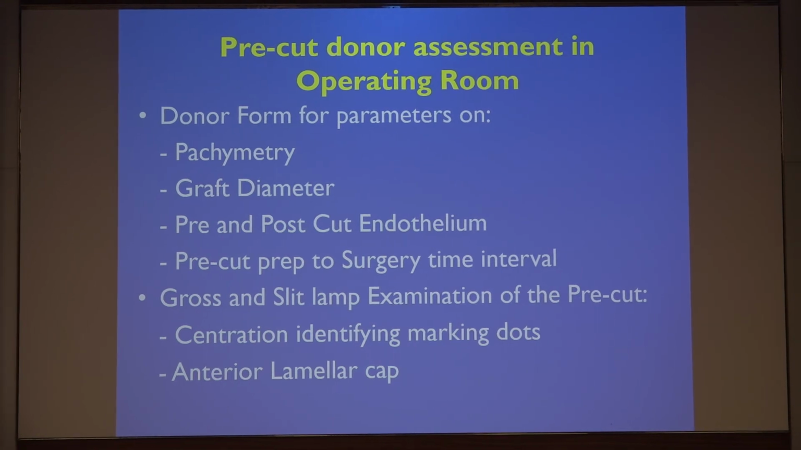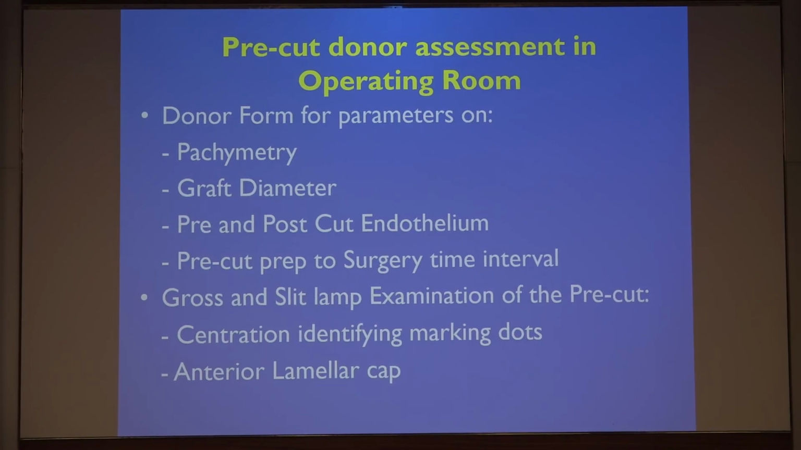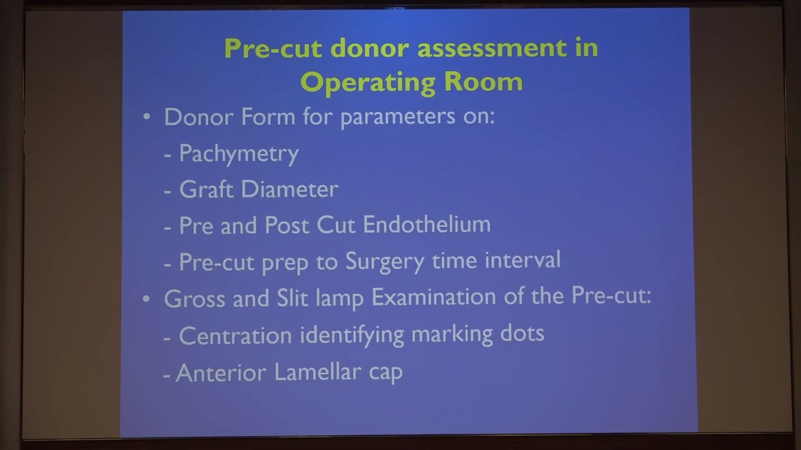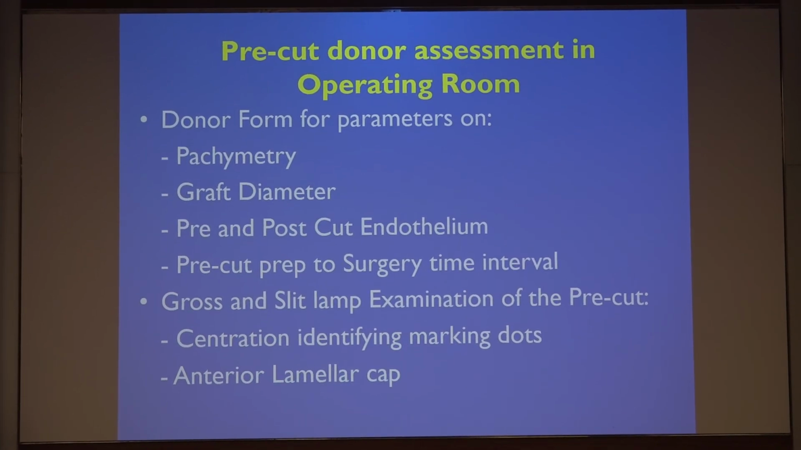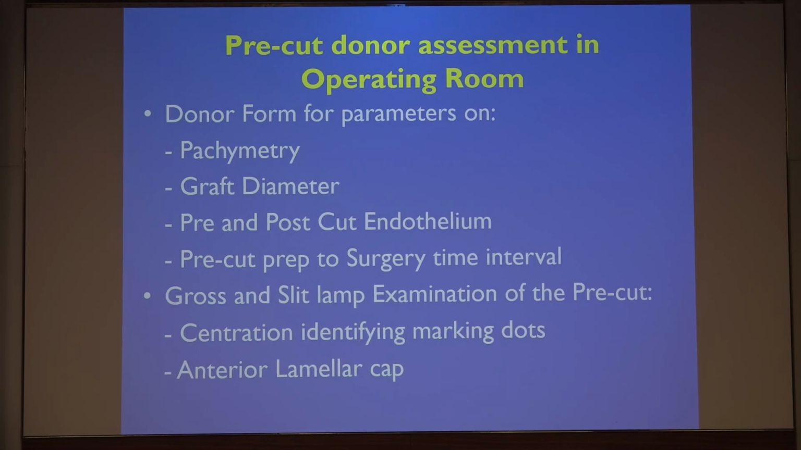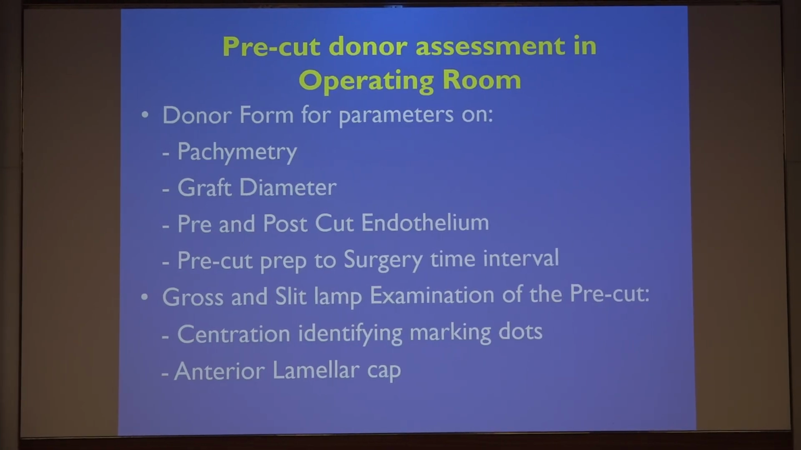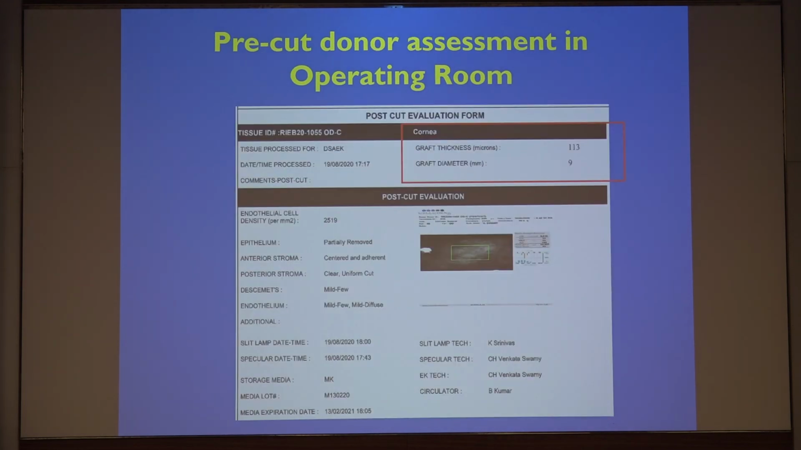This is also relevant: gross examination of the pre-cut tissue to identify the centration marking dots and the anterior lamellar cap. Quite often, if the preparation time and the utilization time are different, the anterior cap may be missing, which is of relevance because the cap does not stay there for long. Sometimes, if a longer preservation has been done with the pre-cut, then the centration identifying marking dots may become faint, making it hard to know the exact centration of the tissue.